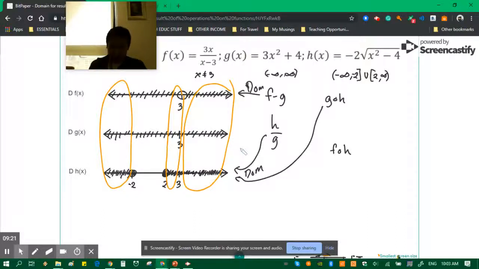Hence, for f of h, its domain will be composed of all numbers less than or equal to negative 2, together with all numbers in between 2 and 3, but 3 is not included.